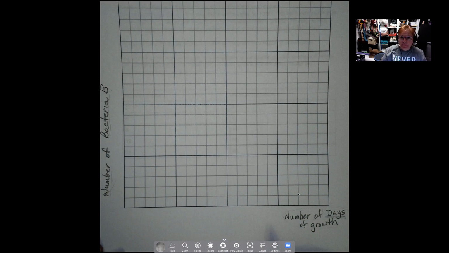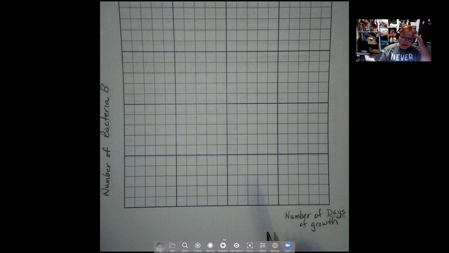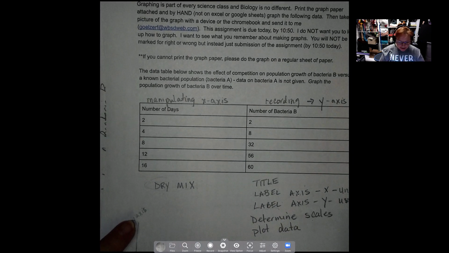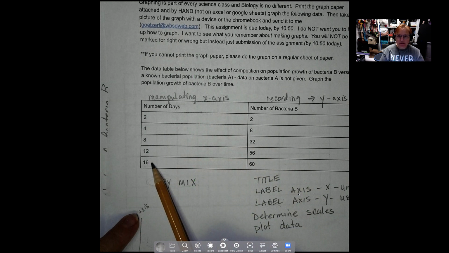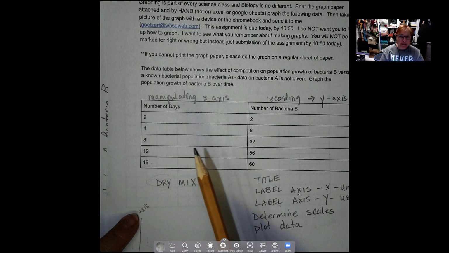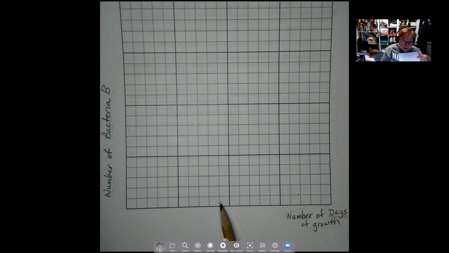So the next thing we're going to have to do is figure out what scale we're going to use. To do this, the first thing I would do is look at the data. On here, I see that my number of days for my x-axis goes up to 16. Now, when I am figuring out my numbers, I need to make sure that my scale is consistent. In other words, each line here is consistent.